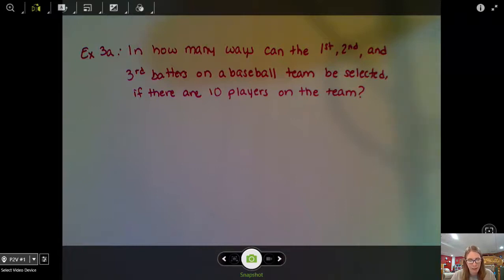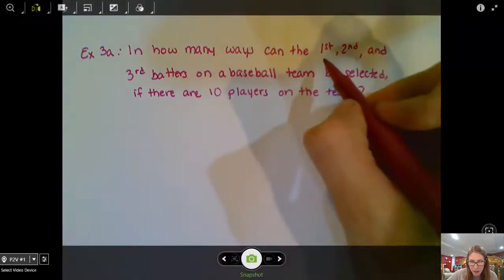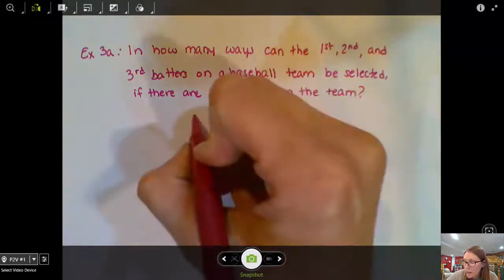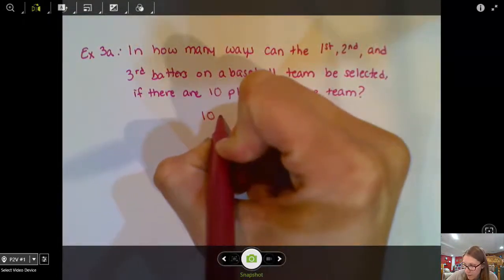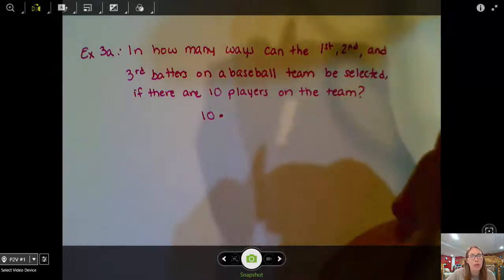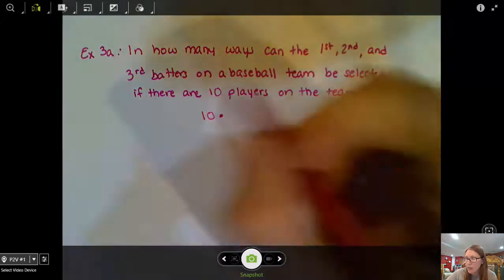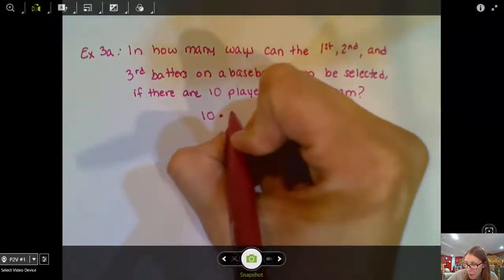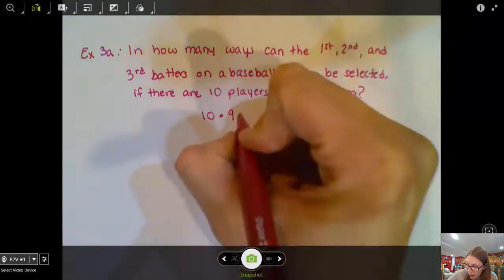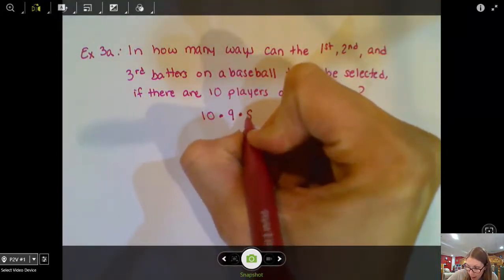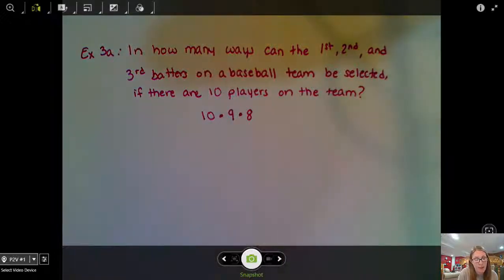So if we have 10 players on our baseball team, there are 10 possibilities for who is going to bat first. And then there's only 9 players that are left, so 9 possibilities for who can bat second. And then there's only 8 players left to see who could bat third.